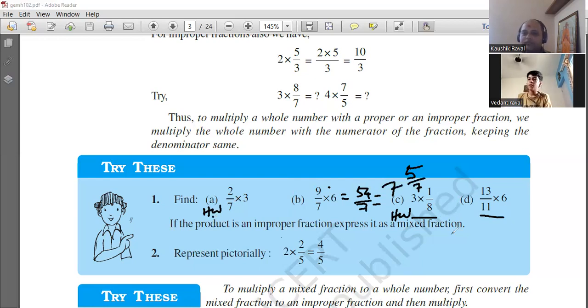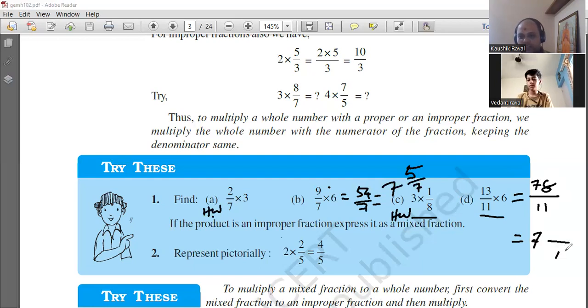13 by 11 into 6. 13 sixes are 78. Yes, 78 upon 11. So convert that into mixed fraction. 11 sevens are 77.